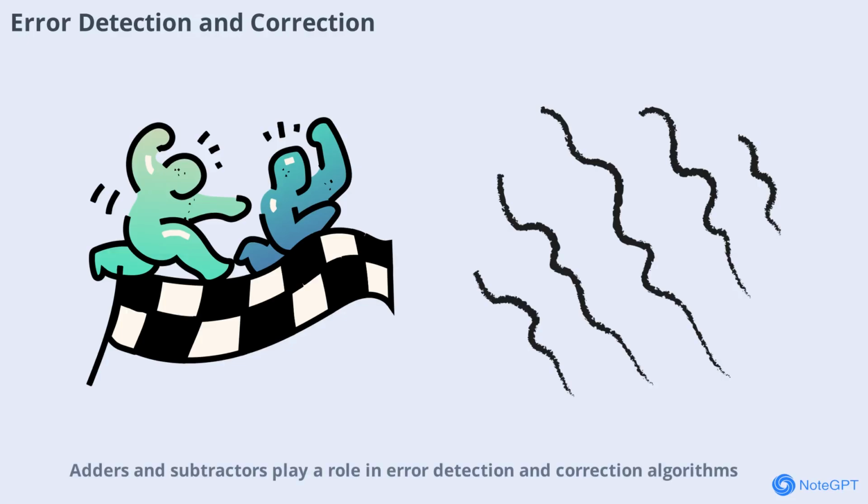Adders and subtractors play a role in error detection and correction algorithms such as checksums and parity checks. These techniques help ensure data integrity during storage and transmission. By quickly calculating sums or differences, digital systems can identify and correct errors, improving reliability.